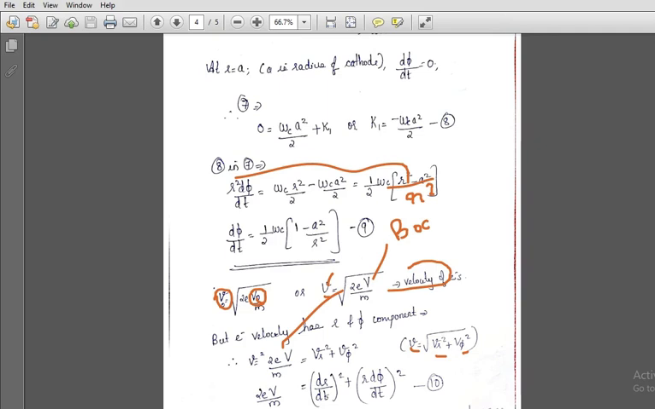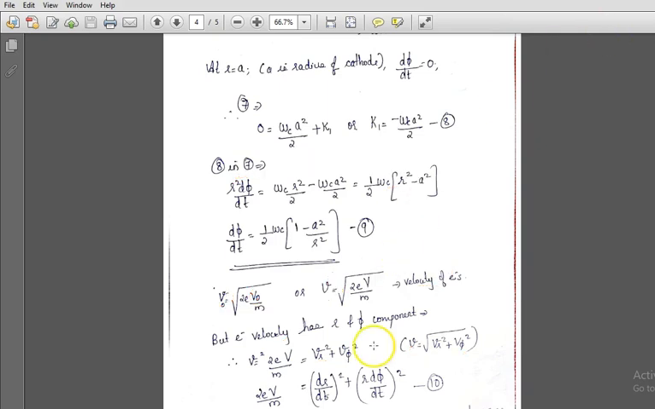Now what is this Vr? Velocity along the radial direction. V phi is velocity along the angular direction. What is velocity along the radial direction? It is equal to dr by dt, and velocity along the angular direction is r d phi by dt.